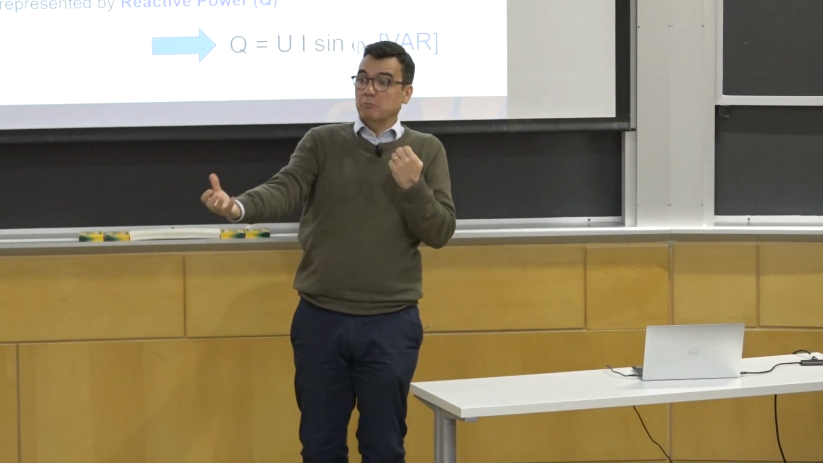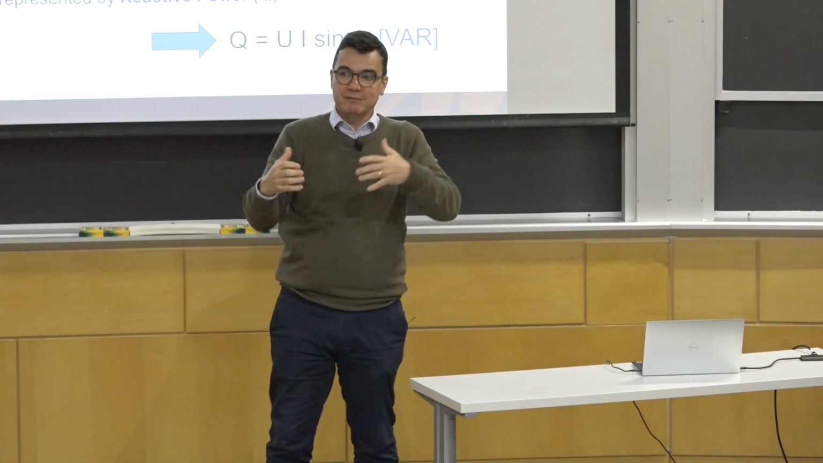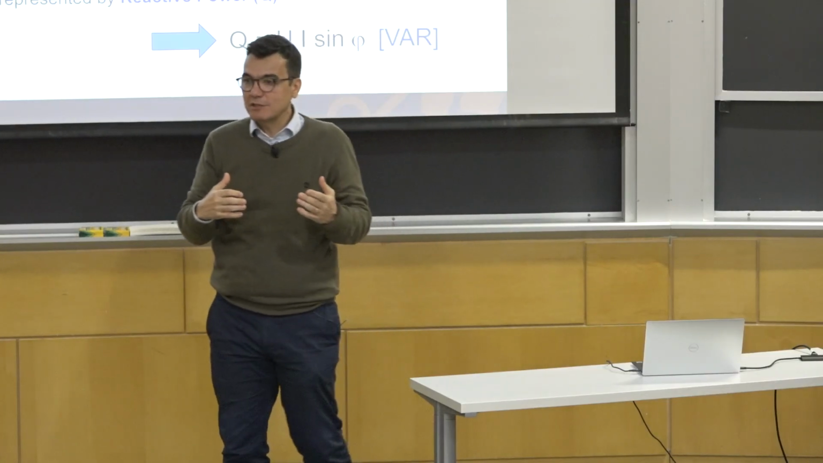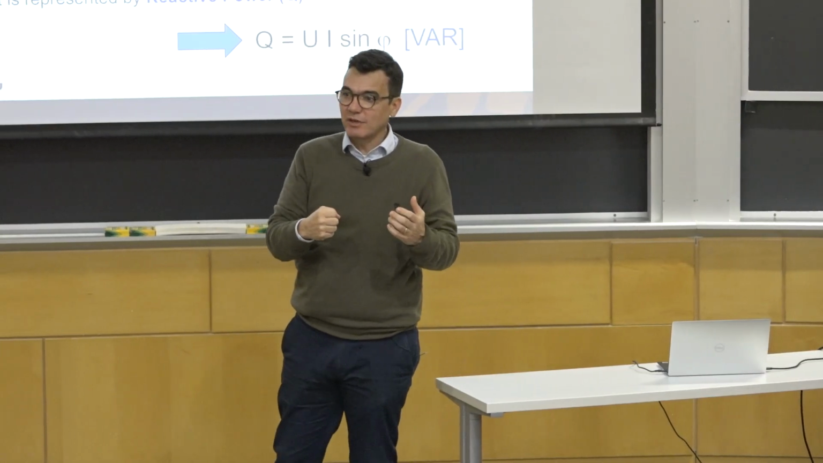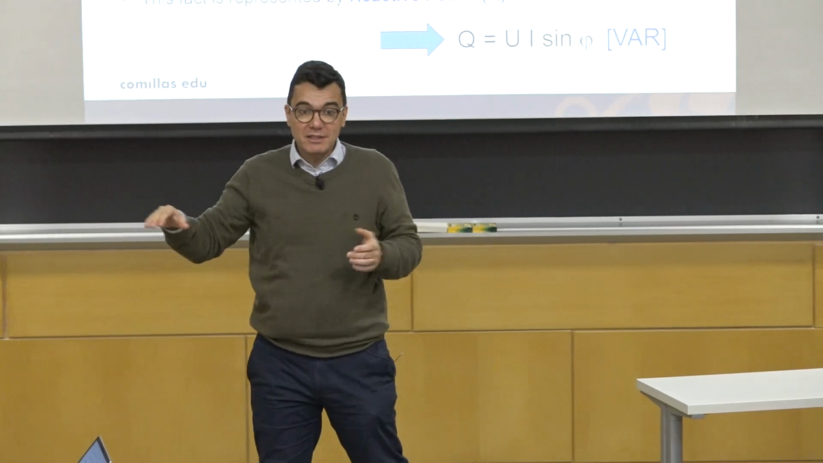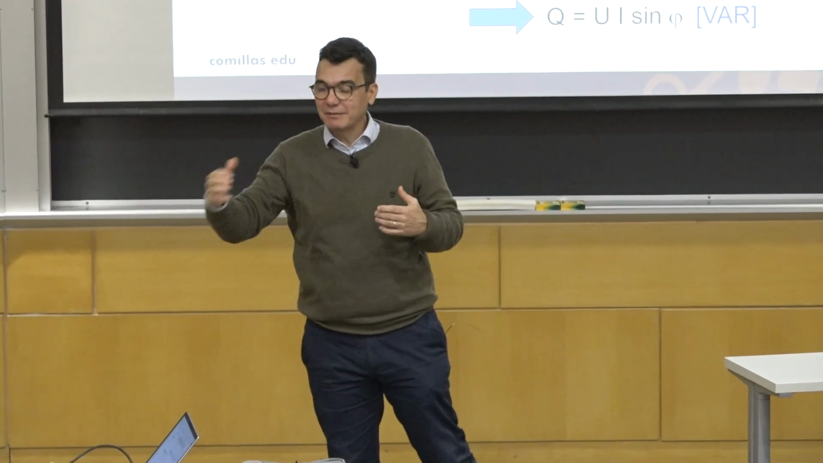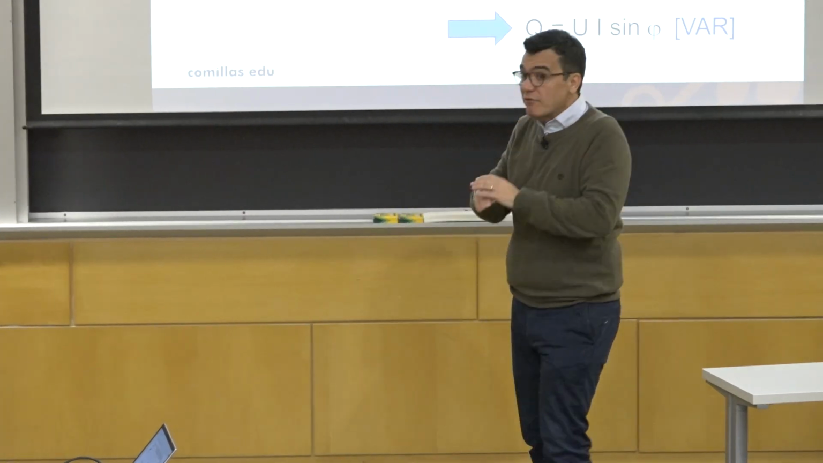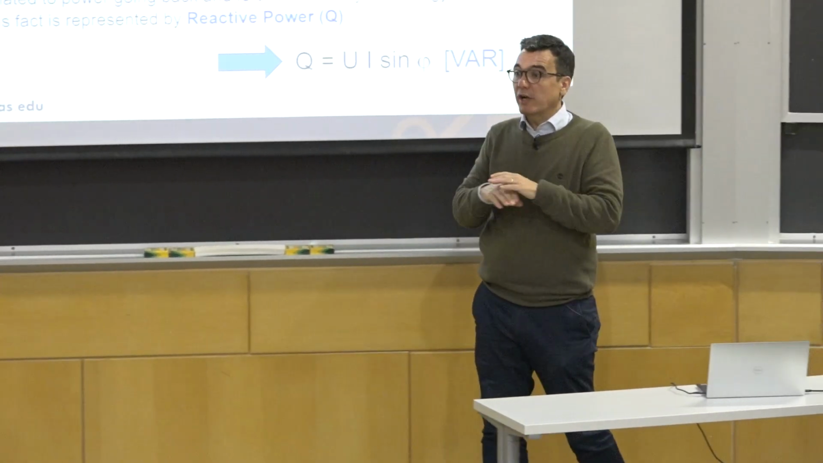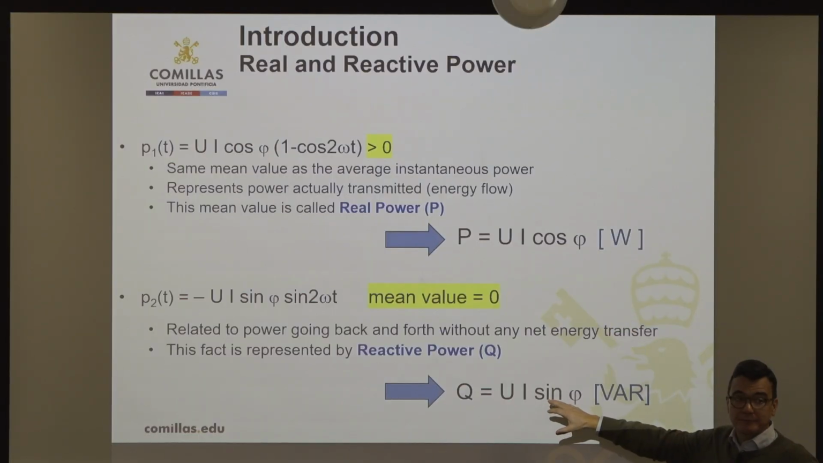Why? Because it absorbs energy, it transforms it into electric field in the case of a capacitor, or magnetic field in the case of an inductor, and then it returns it back. So the average is completely 0. You see what I mean? It's getting the energy and giving it back. So when we have an ideal inductor or an ideal capacitor, we don't have active power, we only have reactive power.